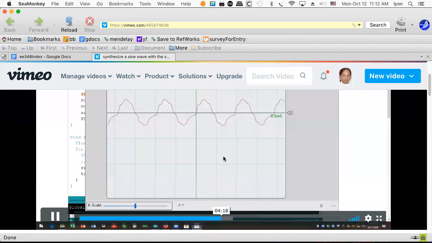So there it is. It's not quite... Even on the Windows computer here, and it's kind of loud and obnoxious.